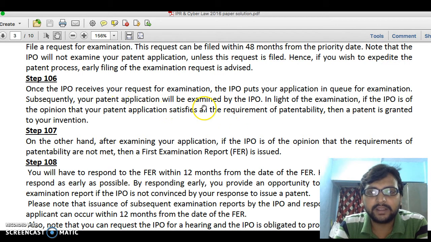They are going to examine properly that this idea belongs to you only, that this is your original creation, and at the same time how we can benefit from the same idea, whether it is actually going to benefit industry or somewhere or not. All these things. In light of the examination, if the IPO is of the opinion that your patent application satisfies all the requirements of patentability, what are the requirements?